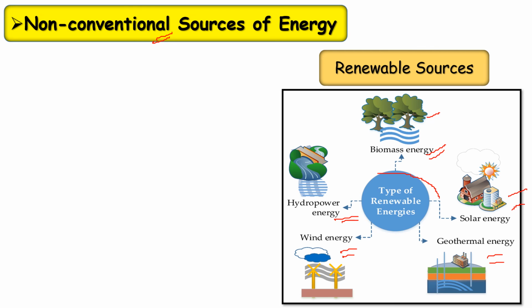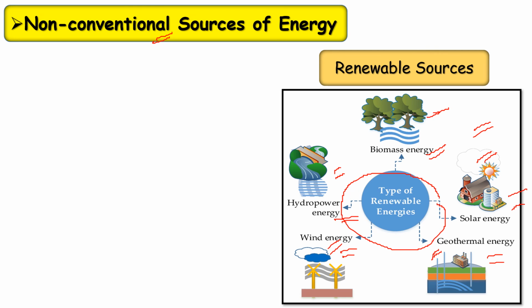Now all these types of energy are renewable energy. That means this energy will never get over. These are present throughout. Sun will never die out. Trees and plants will keep on growing. Wind energy will always be there. Geothermal energy will always be there. Hydropower energy will always be there. So these are renewable energy.